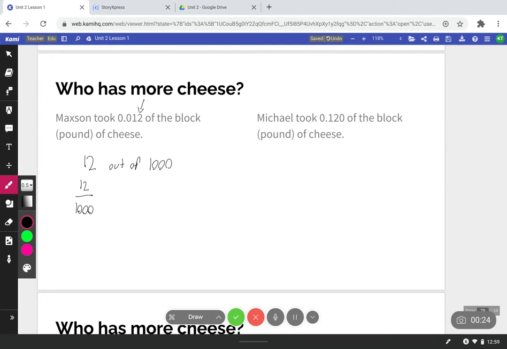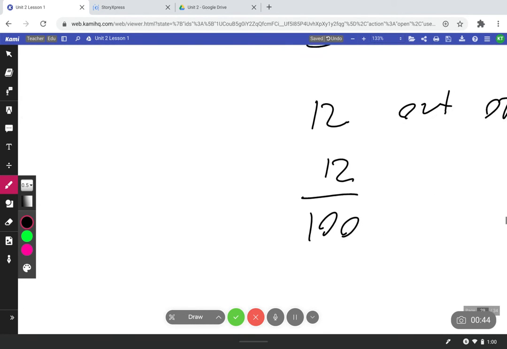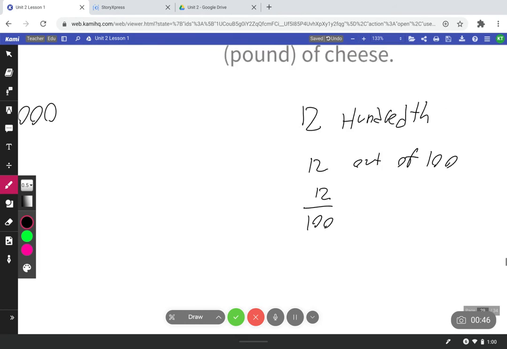Now let's look at Michael. Michael has the 2 in the hundredths place. So that's going to be 12 hundredths, 12 out of 100. Who has more, Maxon or Michael?